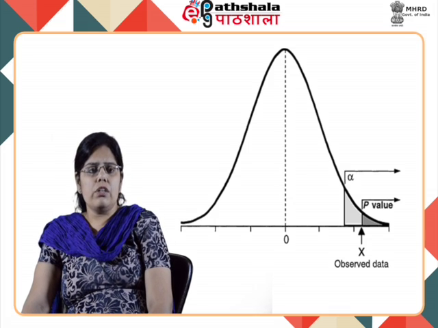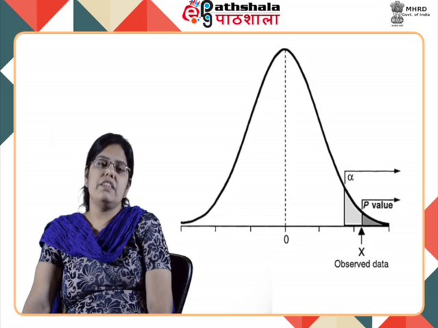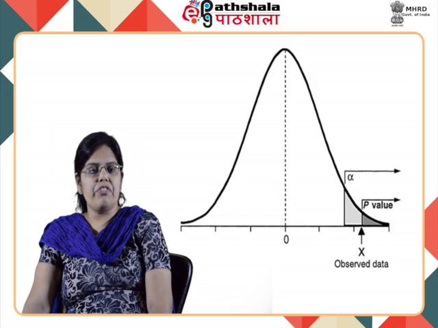Students, in psychological sciences, research workers generally make decisions and evaluate the outcome of the test according to 0.05 and 0.01 levels of significance.